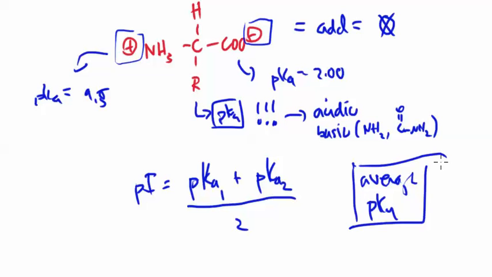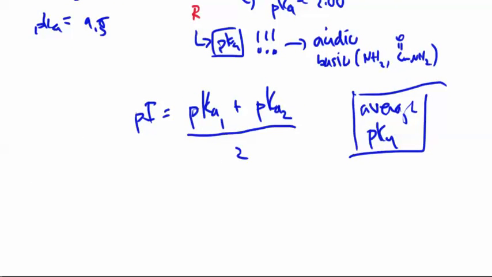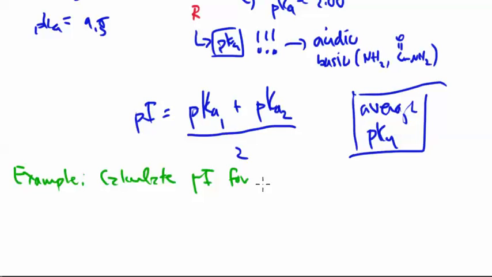Okay, so let's do an example. I'll show you how easy these examples are going to be. So let's take a look at maybe an example that says calculate the PI for alanine.